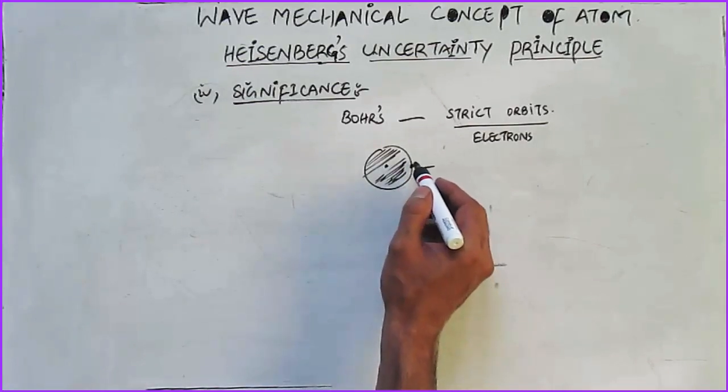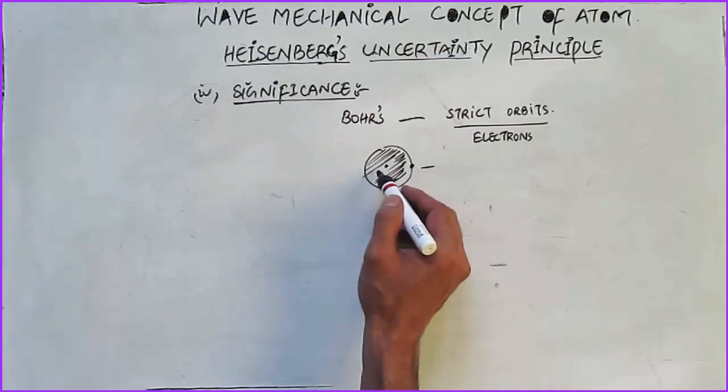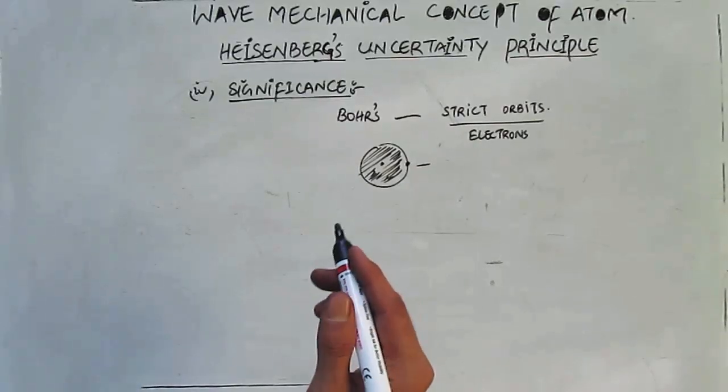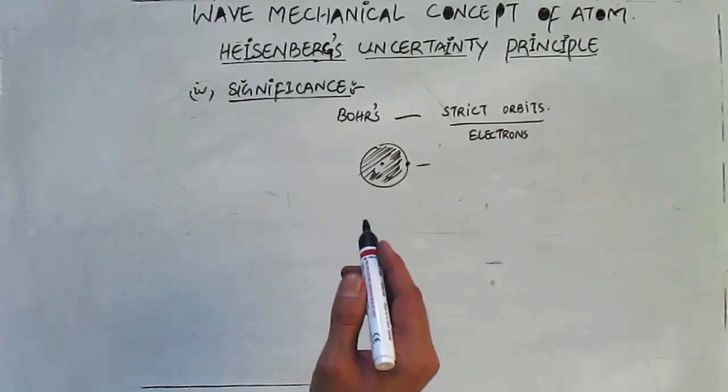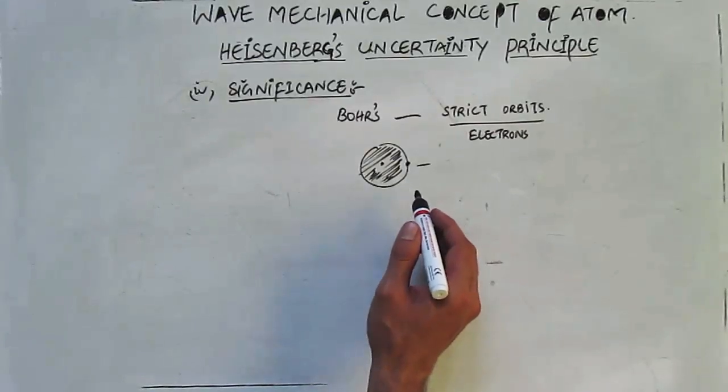So we can only predict where an electron is most likely to be found; we cannot say where the electron is exactly located. We can only tell about the probable position where an electron can be found. In other words, the uncertainty principle rules out the possibility of strictly defined orbits for an electron, which were suggested by Bohr.